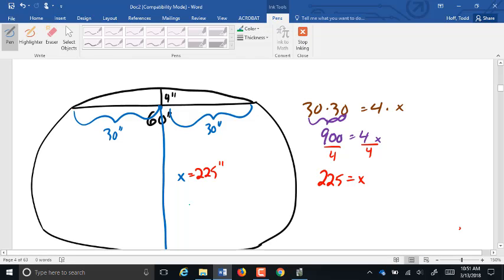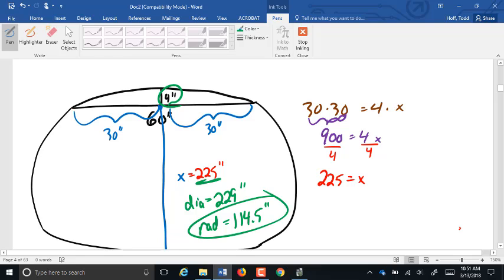which means the diameter, 225 plus 4, is 229 inches. So the radius is 114.5 inches. Does that make sense?